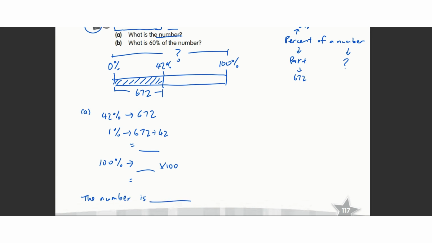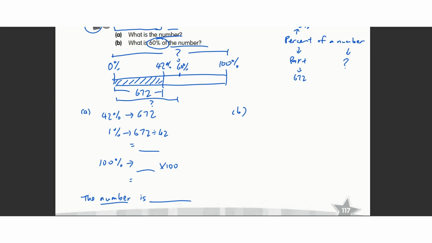Then we move on to the second part. So with that, I can actually find the number already. There are two methods to it. The first one says, okay, now I need 60% of the number. That means here maybe about something more. So about here 60%. It means all the way to here. What would it be? That's part B.